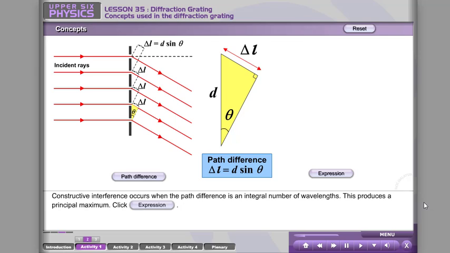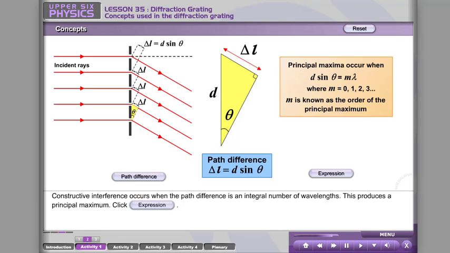Constructive interference occurs when the path difference is an integral number of wavelengths. This produces a principal maximum. Click the expression button. Light is diffracted from each of the slits. The different sets of waves from the various slits reinforce each other in certain directions only, producing constructive interference.